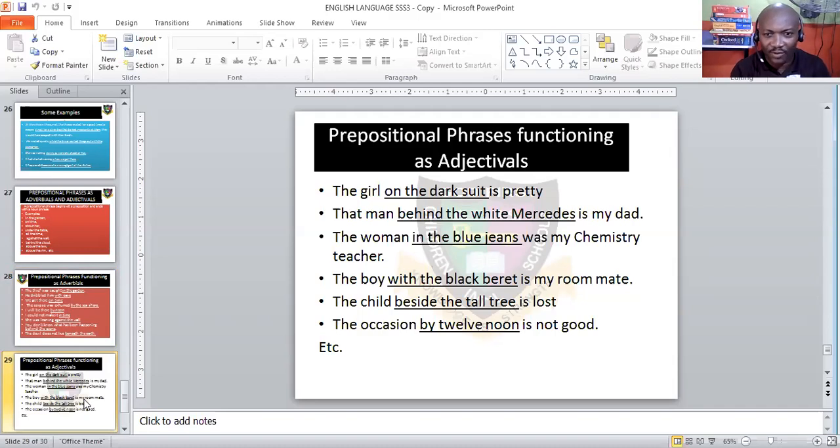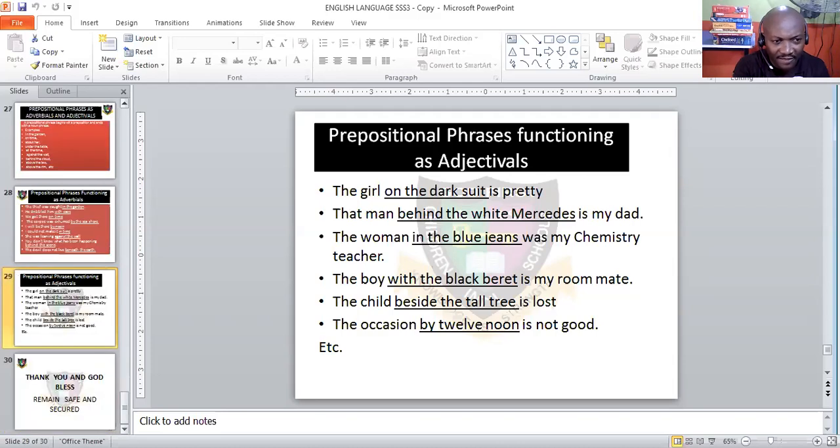That man behind the white Mercedes is my dad. Behind the white Mercedes is qualifying the noun man and is an adjectival phrase. The boy with the black beret is my roommate. With the black beret, here we have a prepositional phrase doing the work of an adjectival, which is describing or qualifying the noun boy. So we have seen where prepositional phrases can do the work of adverbials and adjectivals with numerous examples.